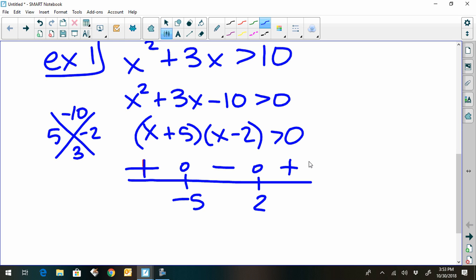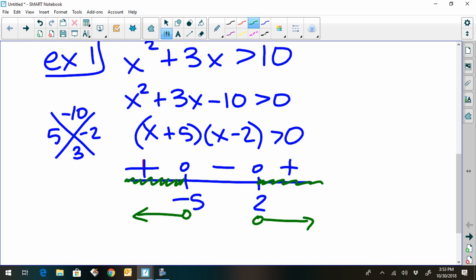So my answer would be this area over here and this area over here. Or we would have that with an open circle to the left, an open circle to the right. So that's how I would graph it, and then how I would state my answer.